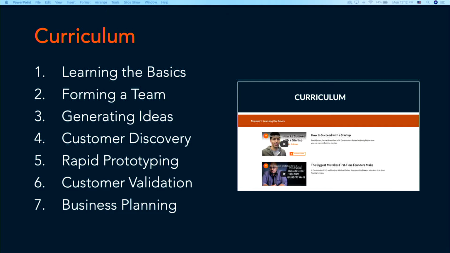The 4th curriculum module is customer discovery. So a big, I would say, misconception that entrepreneurs have is once they have an idea, they want to build it. They want to start writing code, filming videos, whatever it is to create their idea and bring it into the world. And they skip this very important step of customer discovery.